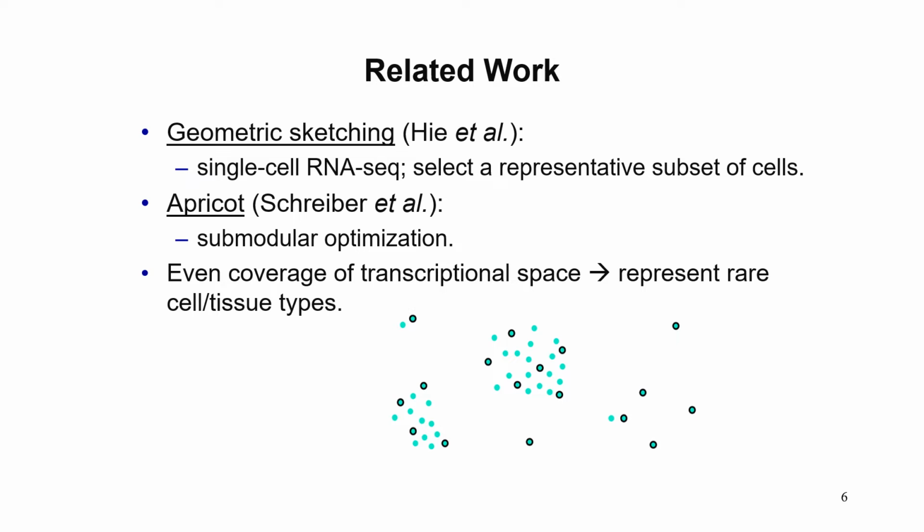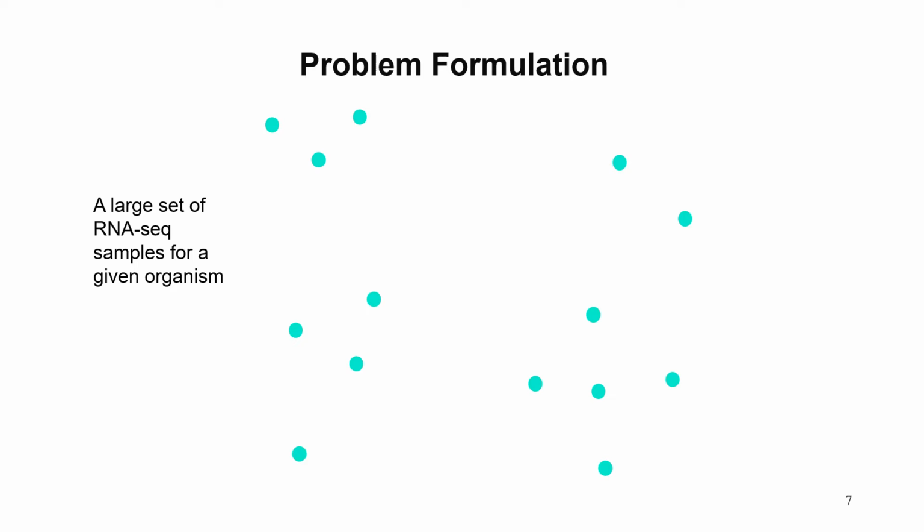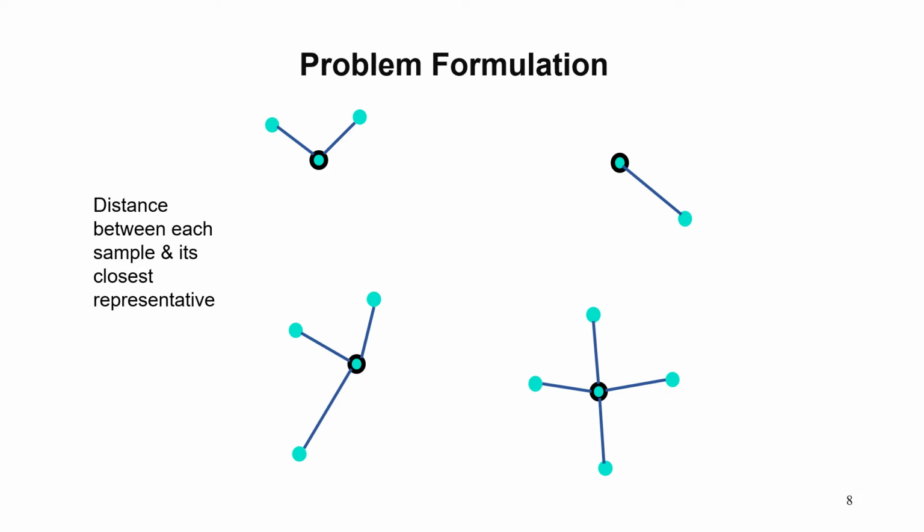For RNA-seq analyses, even coverage of the transcriptional space is important in order to represent rare cell tissue types, as we can see here. While geometric sketching requires knowing samples' gene expression vectors, Apricot can work with the similarity matrix between samples directly. In our representative set selection problem, given a large set of RNA-seq samples for a given organism, we want to find a representative subset of RNA-seq samples that minimizes the maximum distance between each sample and its closest representative sample.